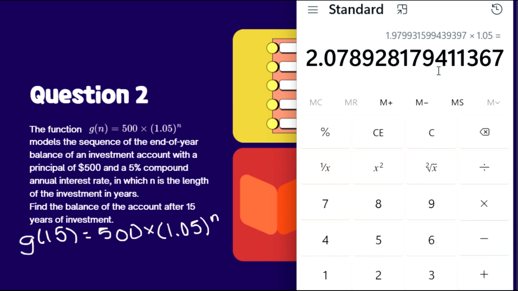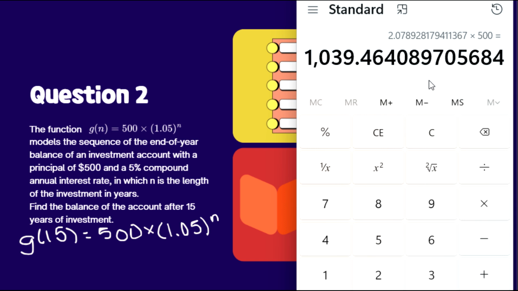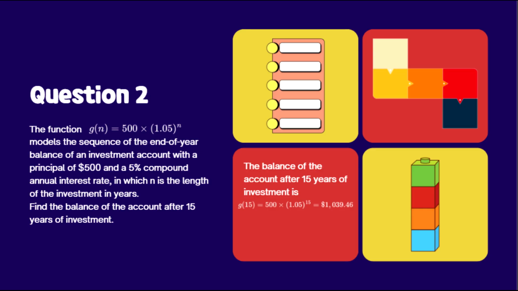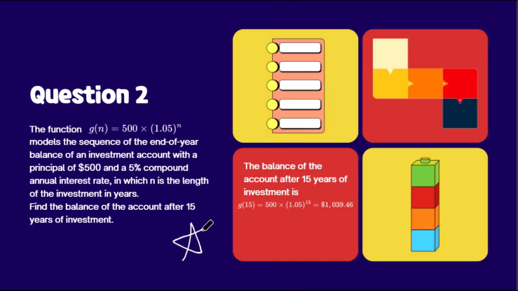We're going to take this answer and multiply it by 500, and it's going to give us that. So the balance of the account after 15 years is going to be $1,039.46. We know where to cut it off because we're dealing with money. $1,039.46. Oh my gosh, guys, I am a rock star.